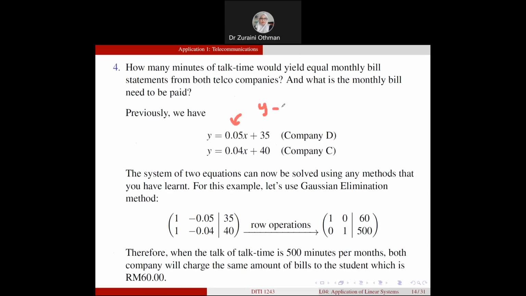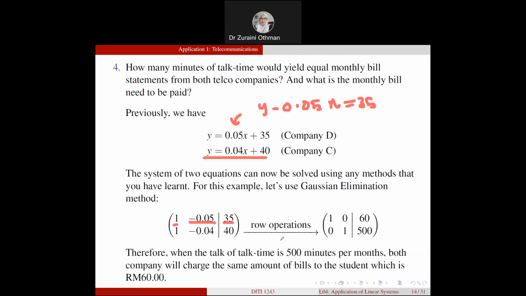Y tolak 0.05 X sama juga dengan 35. That's why our first line here, row is 35 and the second, macam ni, element kat sini ialah negatif 0.05 and the first element is 1. Okay, same goes to number equation 2.